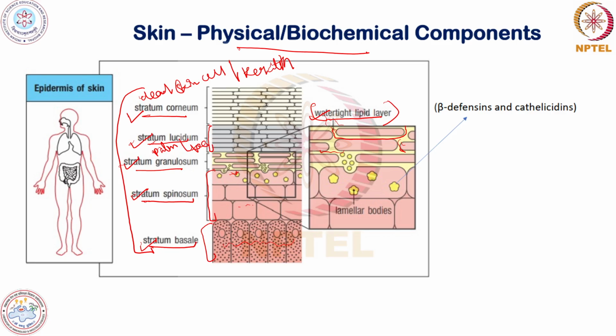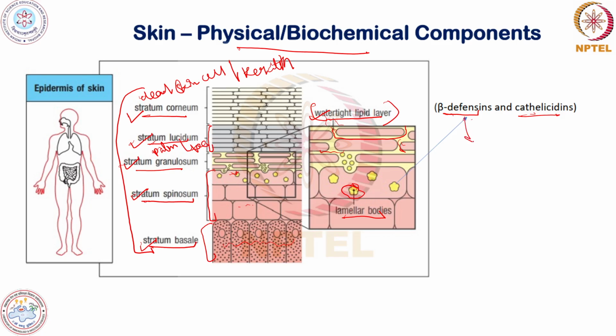Here there are also some lamellar bodies. These are the small granule-like structures. They release antimicrobial peptides, like those we discussed in the last slide, such as beta defensin and cathelicidins. So these are released from the lamellar bodies.